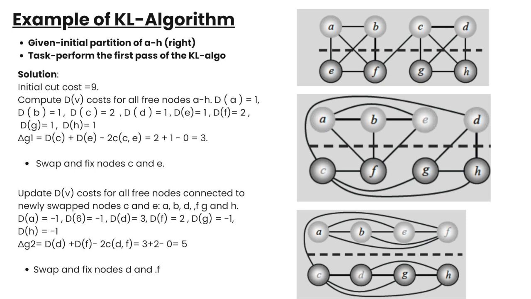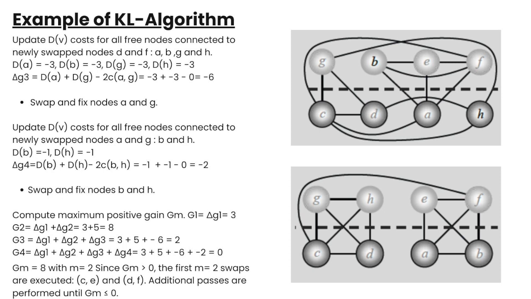Again we will calculate cost for all free nodes. For this case, cost of A is minus 1, cost of B is minus 1, cost of D is 3, cost of F is 2, cost of G is minus 1 and the cost of H is minus 1. Maximum gain delta G2 comes from the pair D, F. Now we will swap nodes D and F and fix them.